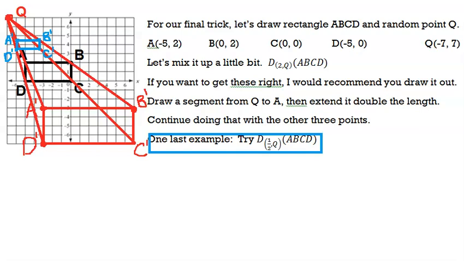All right, I hope that helped you out. Helps you understand dilations a little bit. Remember, this is the only one where the side lengths actually change. So that's why it makes it different. We got to pay attention to that.